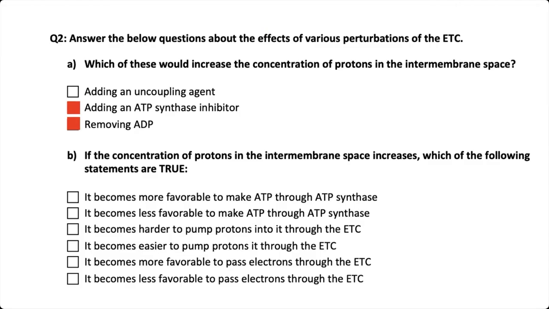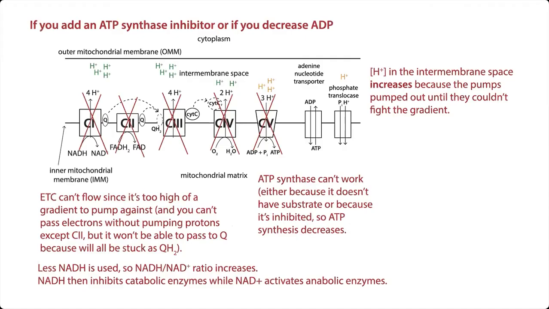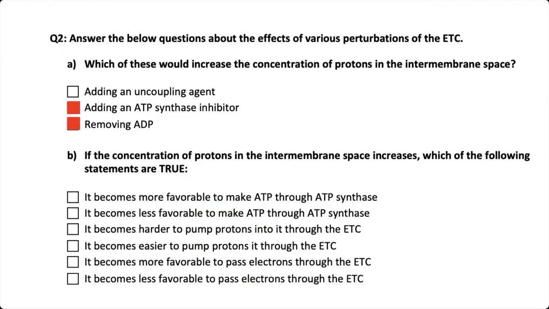So if the concentration of protons in the inner membrane space increases, which of these statements are true? Our options are: it becomes more or less favorable to make ATP through ATP synthase; it becomes harder or easier to pump protons into it through the ETC; and it becomes more or less favorable to pass electrons through the ETC. It'll be more favorable to make ATP because the larger gradient is powering the making of ATP. But that larger gradient makes it harder to go the other way against the gradient. So it's harder to pump protons into the inner membrane space.